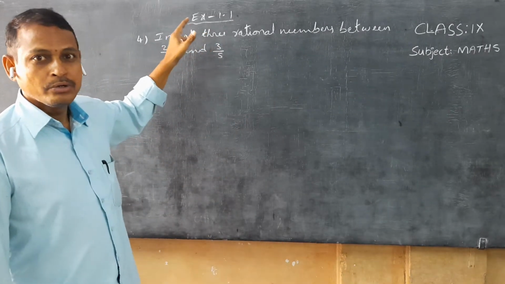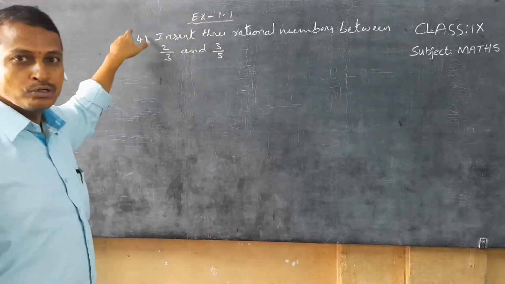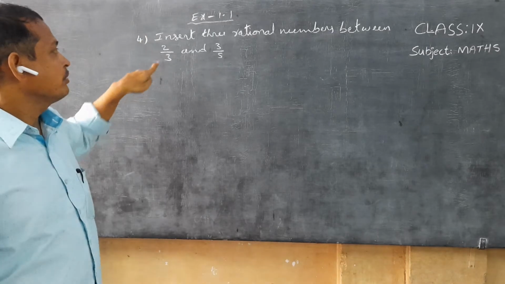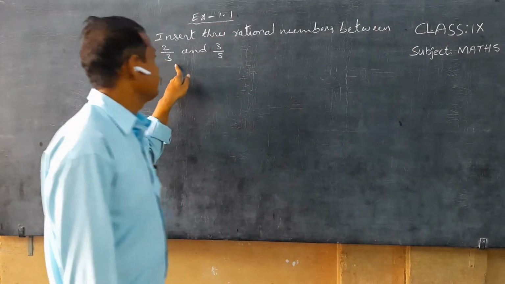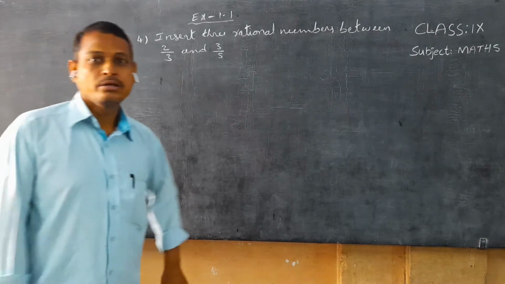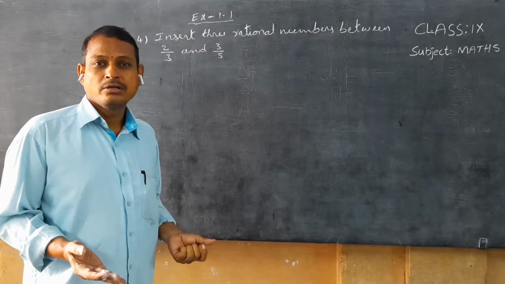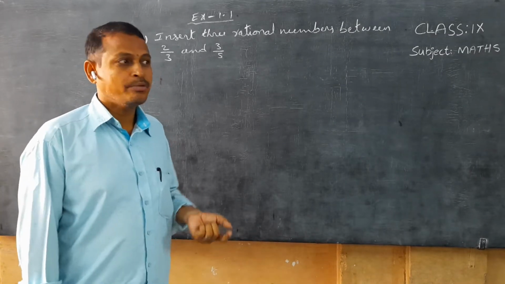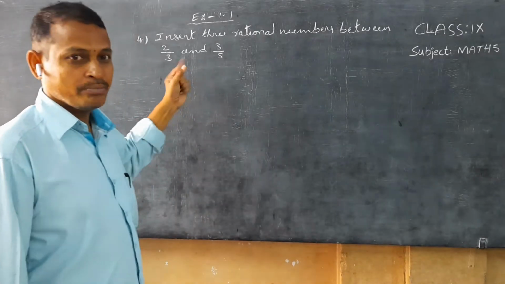Dear children, today we have discussed exercise number 1, fourth question. Given question: insert three rational numbers between 2 by 3 and 3 by 5. So what is a rational number, children? A number which can be written in the p by q form is called a rational number.